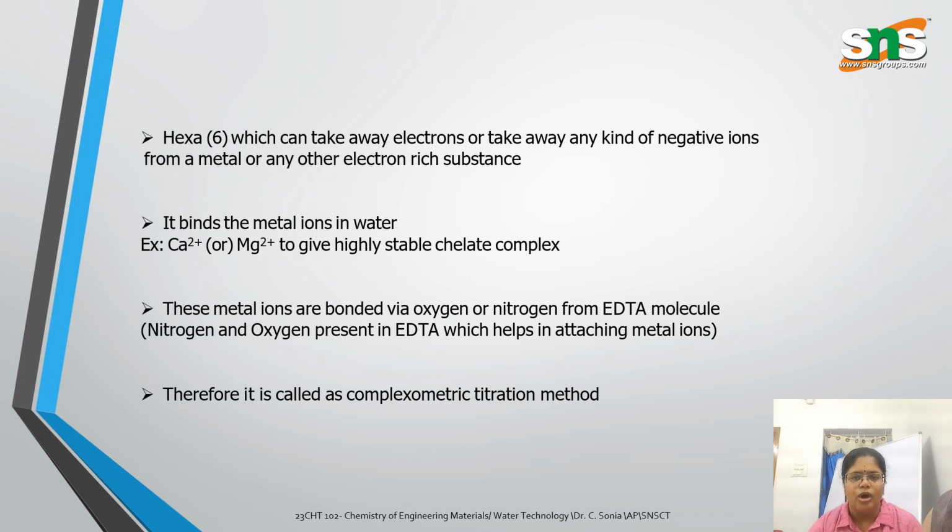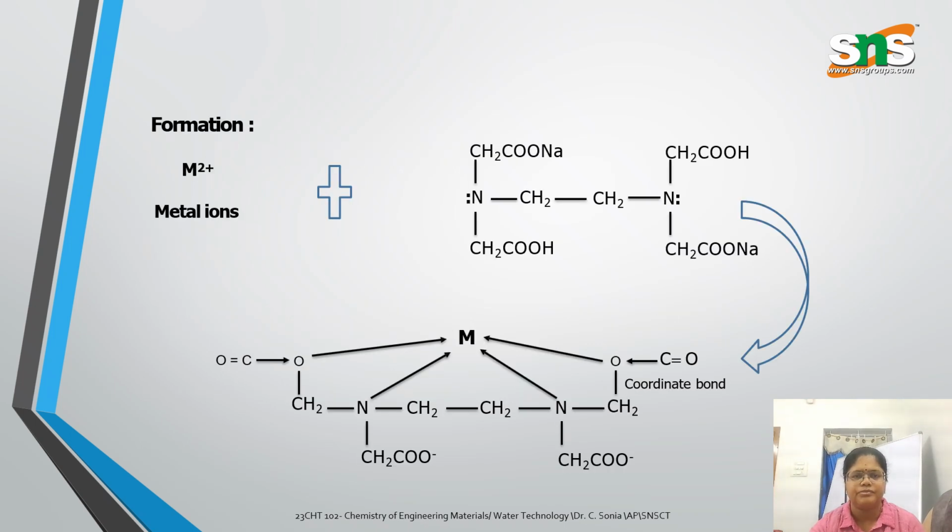These metal ions are bonded via oxygen or nitrogen from the EDTA molecule. So you have two nitrogens, and oxygen is present in EDTA, which helps in attaching the metal ions. This type of titration is called the complexometric titration method. So estimation of hardness of water using EDTA is the complexometric titration method.